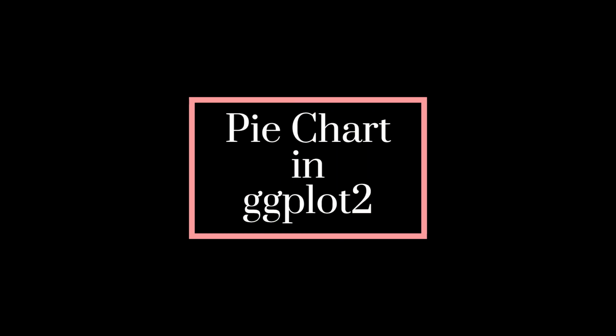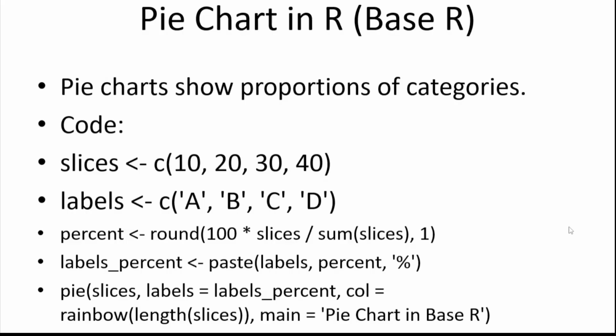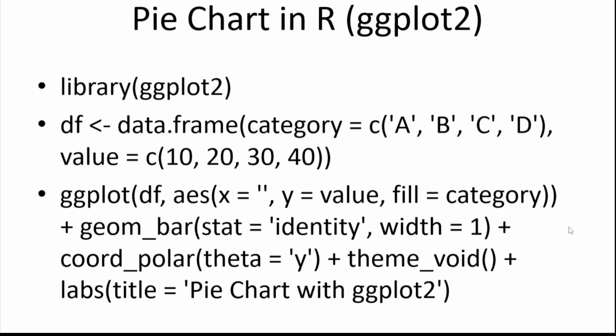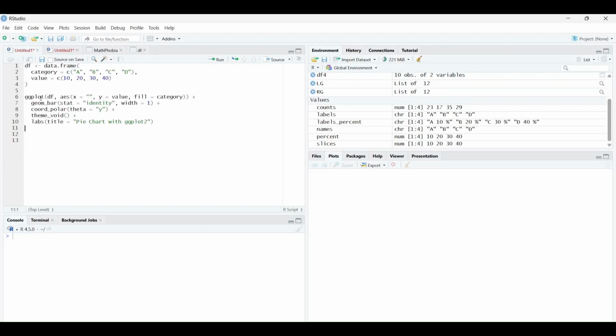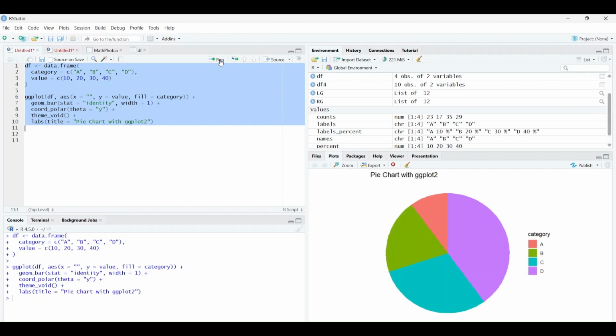Pie chart in ggplot2. ggplot2 doesn't have a dedicated pie chart function; instead, it cleverly uses polar coordinates. Here, we build a small data frame with categories and their values. Inside ggplot, we leave the x-axis empty, x equals empty quotes, since pie charts don't need it, and map values to the y-axis. The geom_bar function first stacks the data as bars, and then coord_polar, theta equals y, bends it into a circular pie.